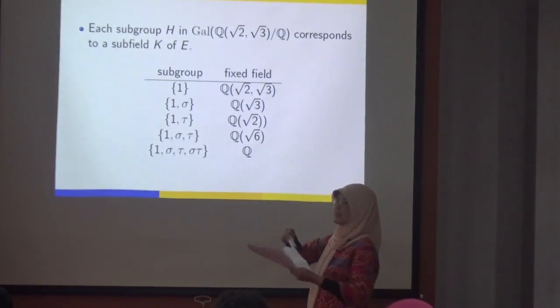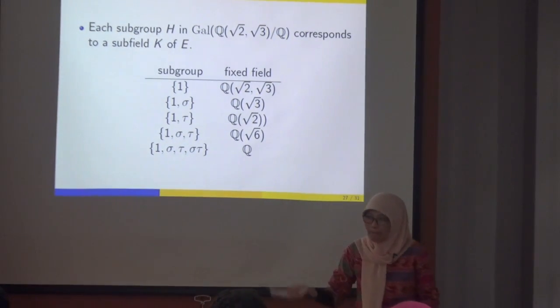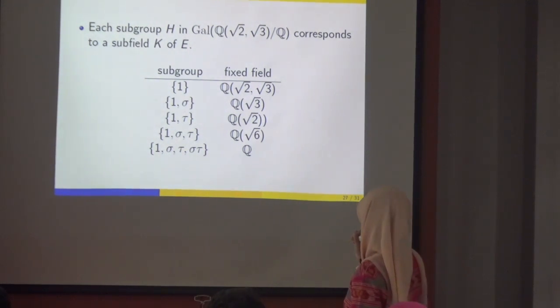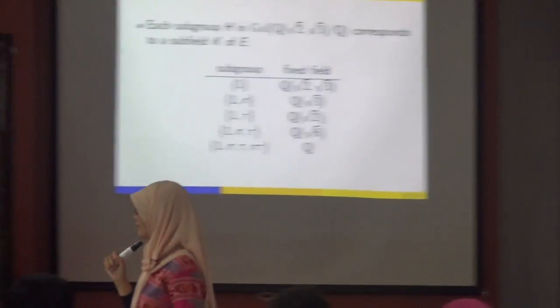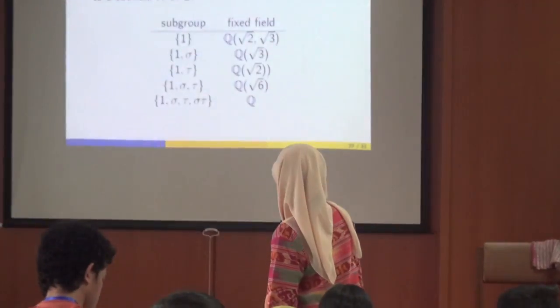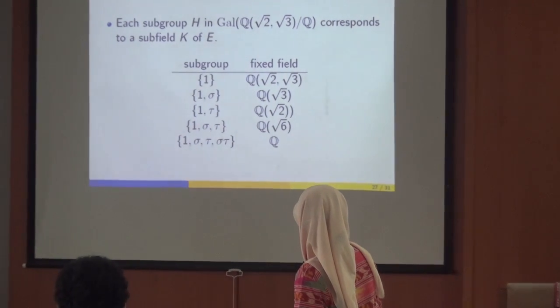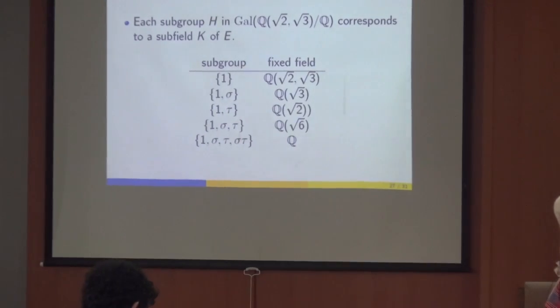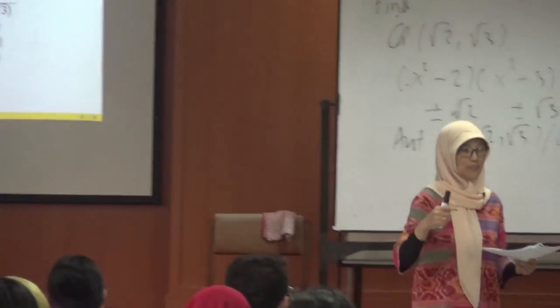So the order is reversed. I think there is a typo there. It should be sigma times tau, not sigma comma tau. In the Q(square root 6) it should be sigma times tau, not sigma comma tau. Yes, it should be the composition sigma times tau. Okay. Thank you.